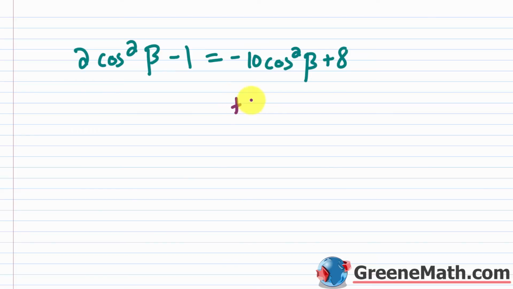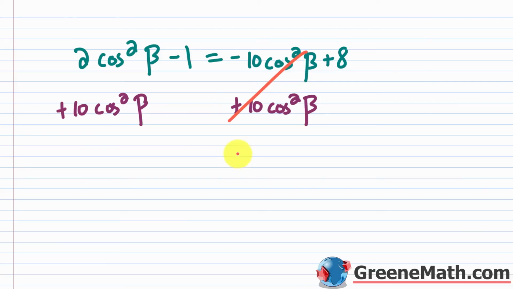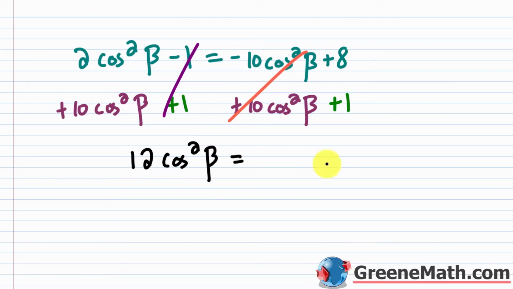So I'm going to add 10 cosine squared beta to both sides of the equation, just like that. And so right here, this is going to cancel. And then the other thing I'm going to do is add 1 to both sides of the equation. So this is going to cancel. So on the left, you have 2 cosine squared beta, then plus 10 cosine squared beta. That is 12 cosine squared beta, and this equals 8 plus 1 is going to be 9.